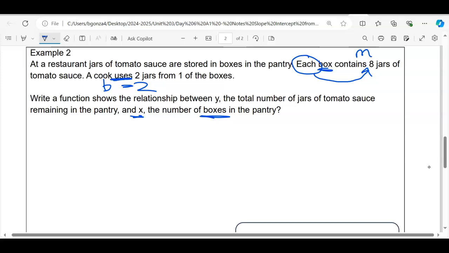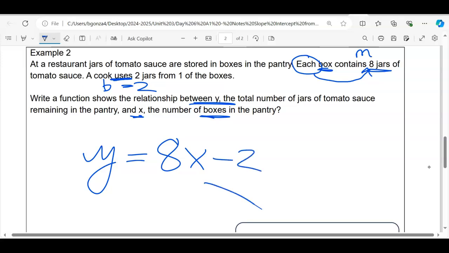Okay, so that happens once. That doesn't change. You just take away 2, but the changing amount, each box was 8. So let's write our equation as y equals. So y equals, what's my M? 8x, and then my b, since we use 2, -2. Okay, that's it. So you got to look for words and ask yourself, are we adding or are we taking away?